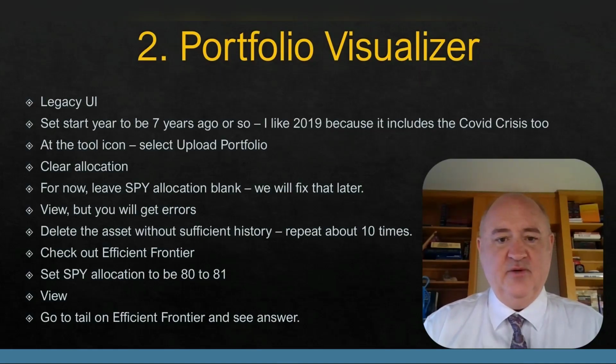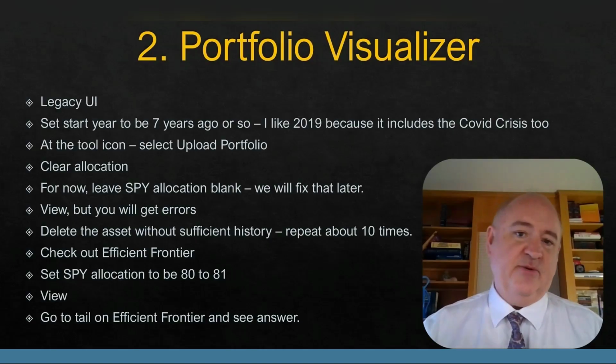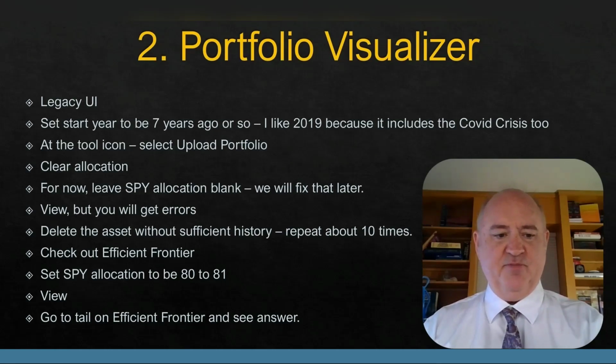And then once that loads, we're going to check out the efficient frontier just for grins, see what it looks like. And then we'll go back up and set SPY to be 80%. So set the allocation to be 80 to 81. Go view it. And then we'll look at the tail of the trend, and that'll give us our answer, give us our single ETF that we'll use as the bond fund for our benchmark portfolio.